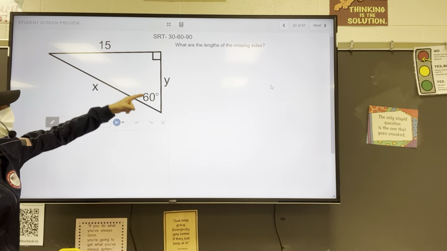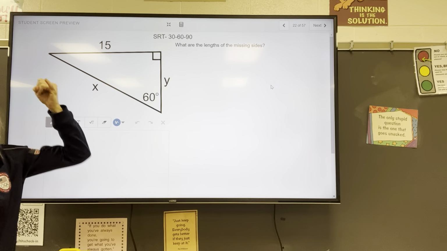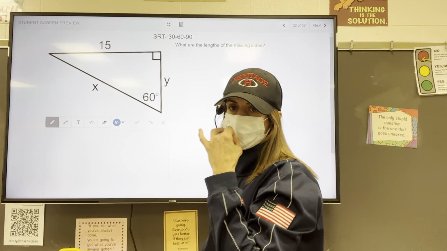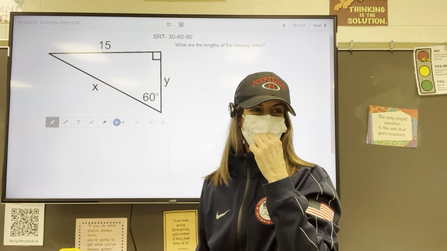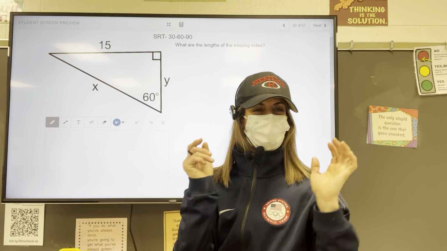The 15 is across from the 60. So what length is that 15? Is that the short side, the long side, or the hypotenuse? It's across from the 60. Sorry, I can't hear you. I hear someone saying something. I just can't hear what it is. It's the long side. Thank you.